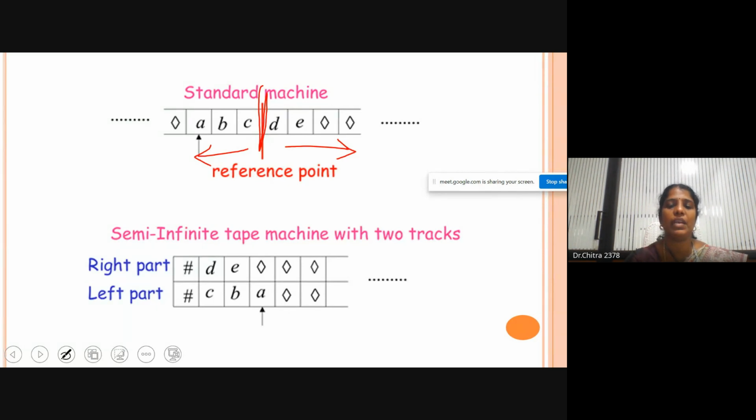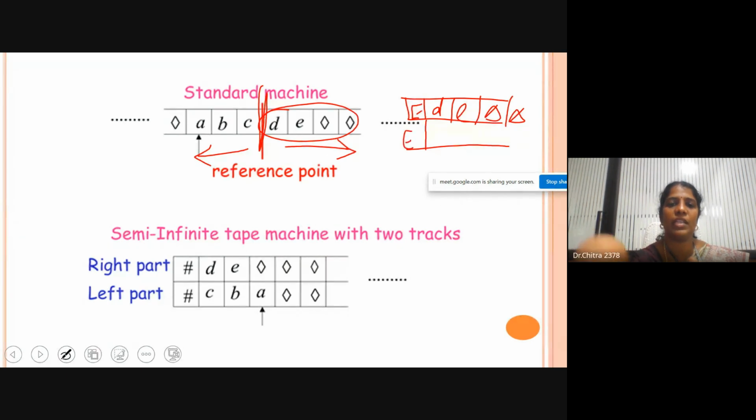So it can be constructed by using 2 tracks. The first one is kept in the first track. Semi-infinite means the leftmost cell holds the end marker. Then move D, E, and the remaining things. Keep the remaining things here. Similarly, in the next step also, here you write the end marker, that is the reference point. Then it is read in this direction. So reverse the string and store it here: C, B, A, and the remaining things.